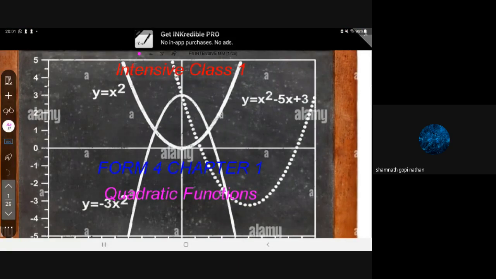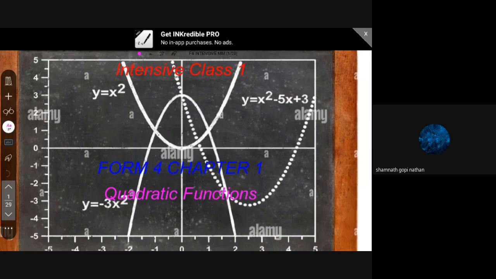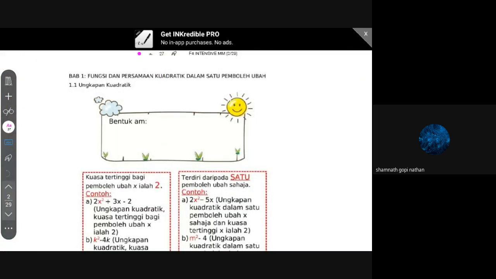Okay, so this is our chapter. All can see my screen, huh? Okay, so this is the first part. Okay, so first we will go through a few notes. Kita akan tengok a bit of basic on this chapter before we attempt some of the questions. Sebelum kita buat latihan, kita tengok basic sikit dulu lah.